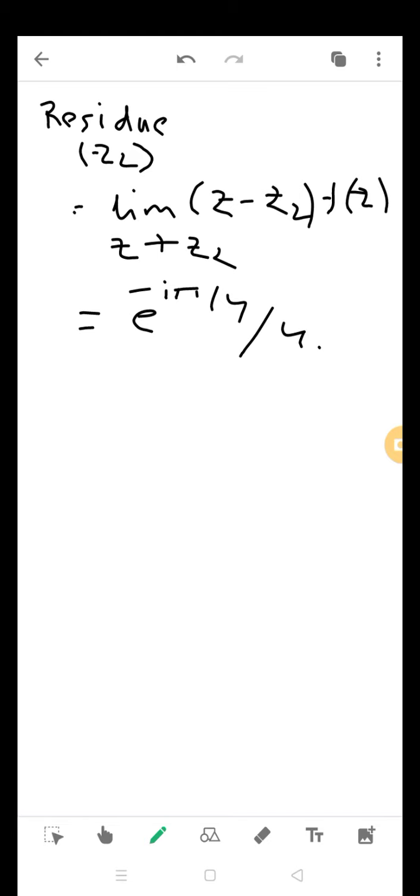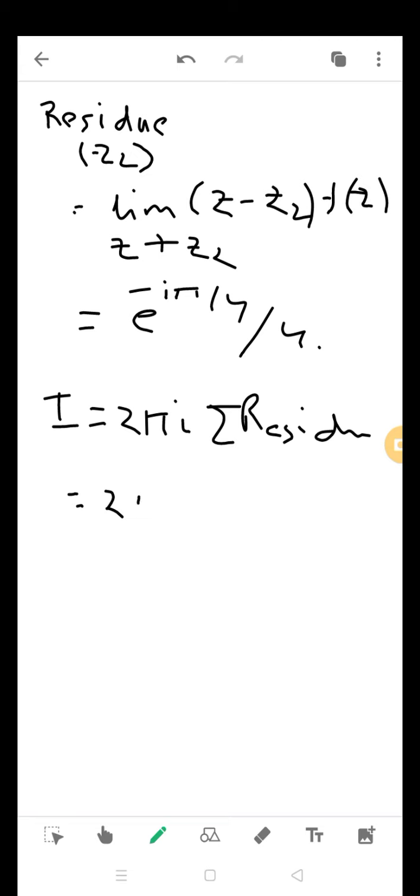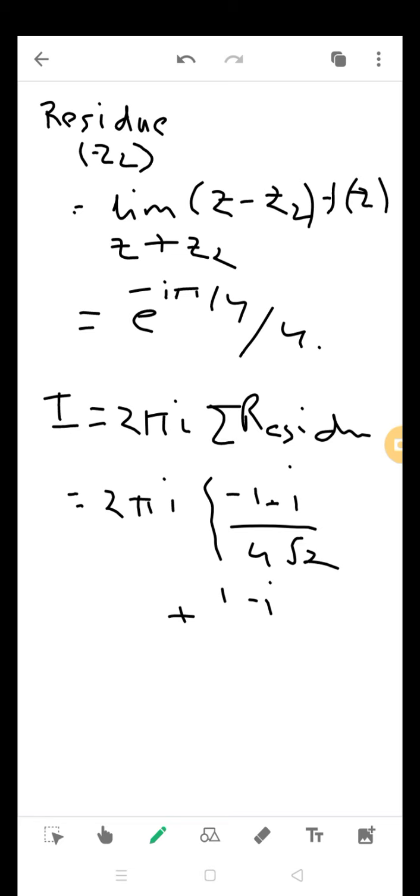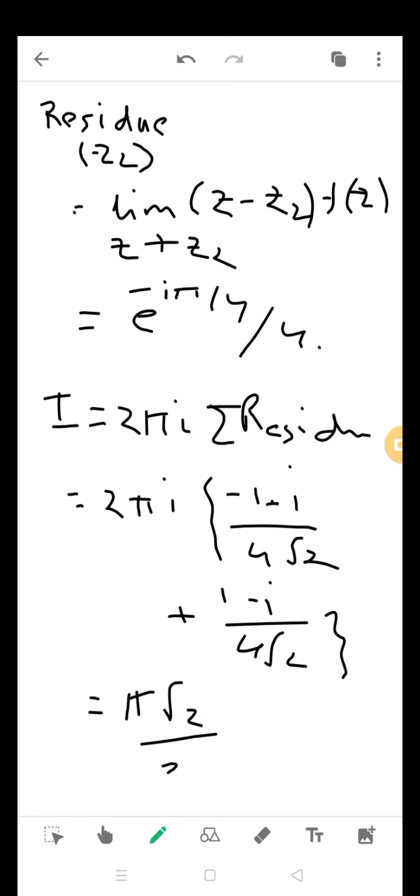So according to the residue theorem, the integral I is equal to 2 pi i into the sum of the residues. So if we expand it in terms of cos theta and sin theta, what ultimately we obtain is equal to 2 pi i times (minus 1 minus i) by 4 root 2 plus (1 minus i) by 4 root 2. So the ultimate value comes out as pi root 2 by 2.